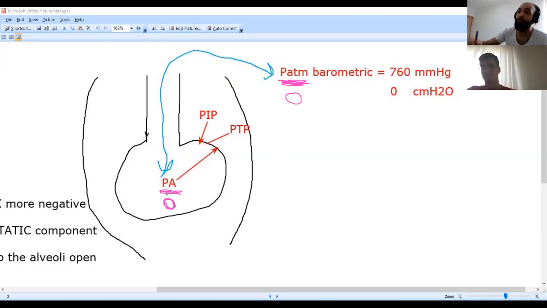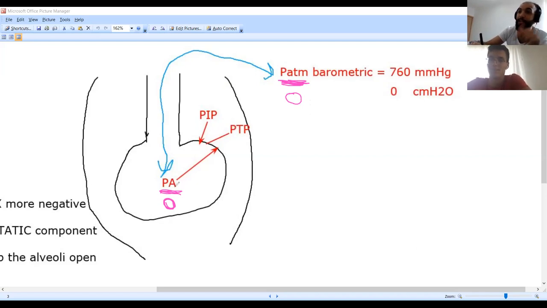Okay. So now to move the air inside or outside, can I increase, for example, the atmospheric pressure? No. I don't know who can control the pressure of the outside. Whatever. What pressure should I modify to move the air? The one in the alveoli.